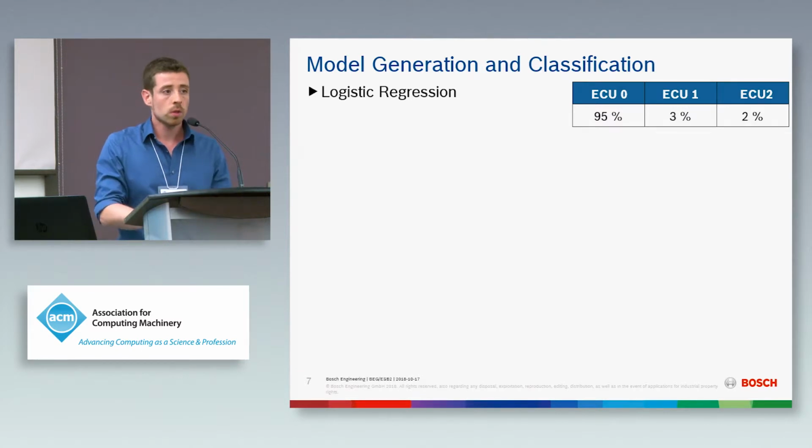We use simple logistic regression. This algorithm gives you a probability for each ECU, how probable it is that this ECU is the sender of the received frame or of the recorded frame.